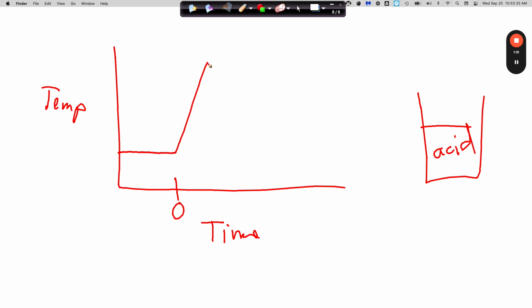Where is that energy coming from? The reaction. But then, guys, you're going to collect data long enough that you're going to see this temperature begin to drop. Where is the energy going as the temperature drops? Into the room.